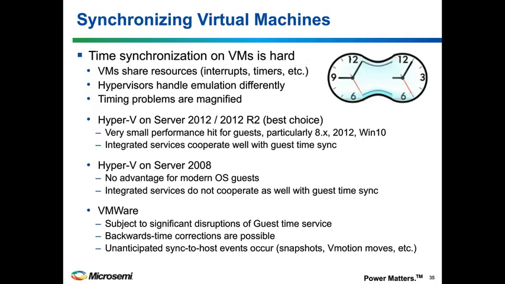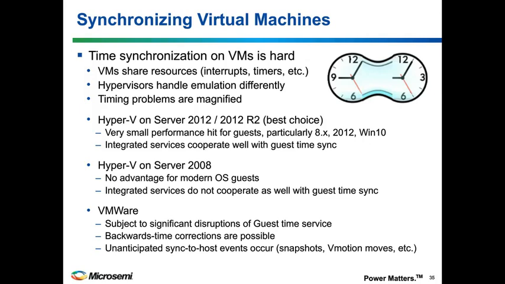VMs tend to share resources among machines, and every hypervisor type handles emulation differently. So any timing problems you have are going to be magnified in an operating system. And to summarize what we have experienced in our testing, Hyper-V tends to behave the best on the newer versions of Windows. The older Hyper-V on Server 2008 is not quite as good, but still fairly stable within a modern OS guest. And VMware has other challenges that aren't present in Hyper-V.